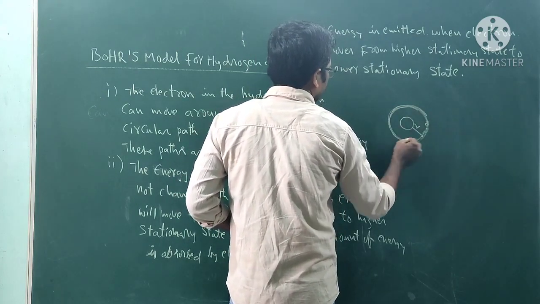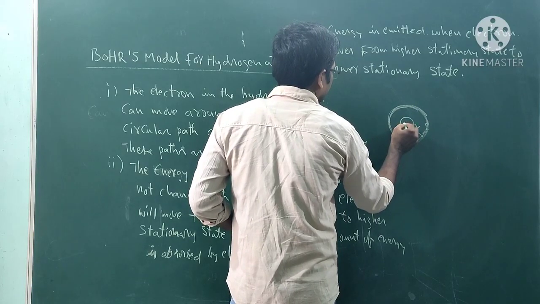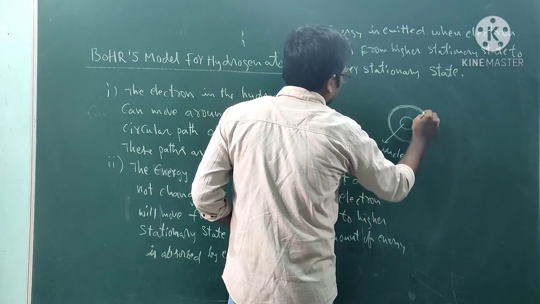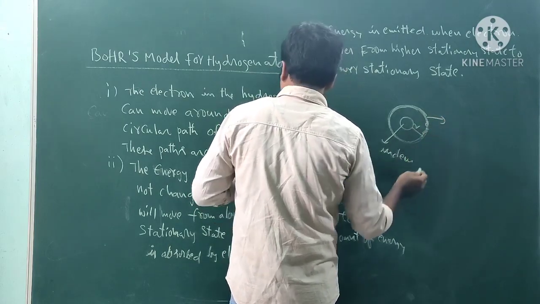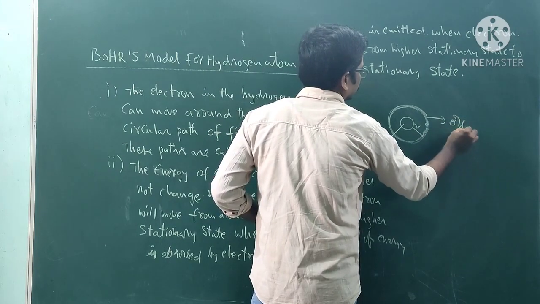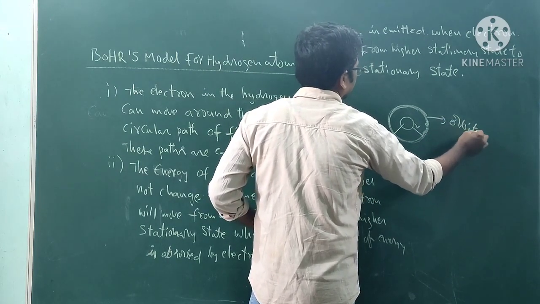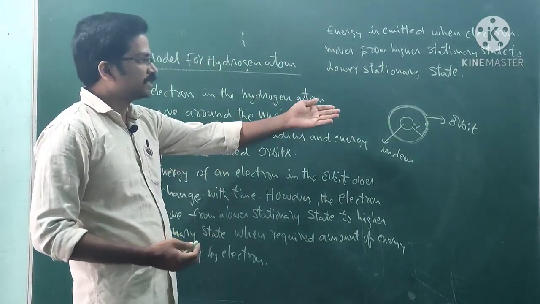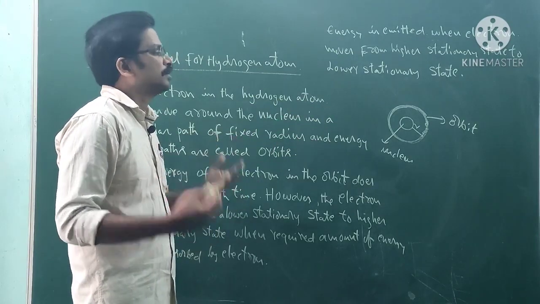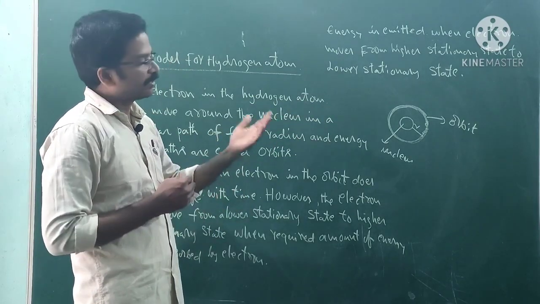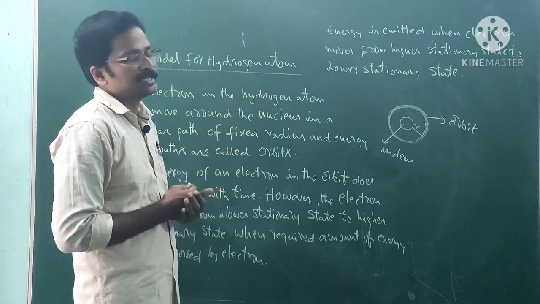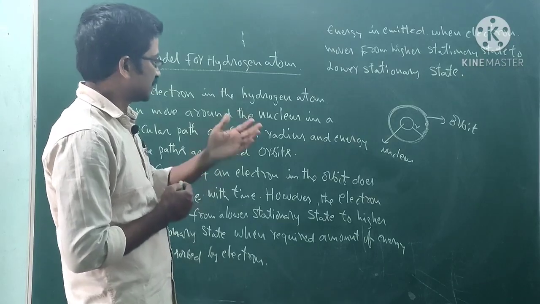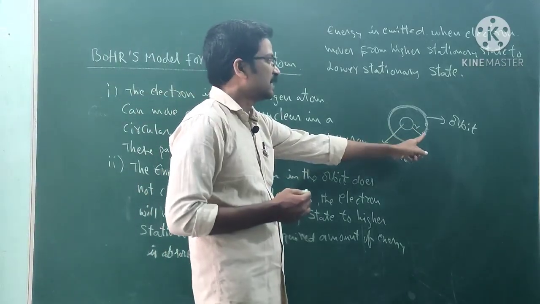The electron moves around this, and this is the nucleus. This circular path is known as an orbit. If the number of these circles increases, we call them orbits. It has fixed energy. This circular path has a radius and energy.